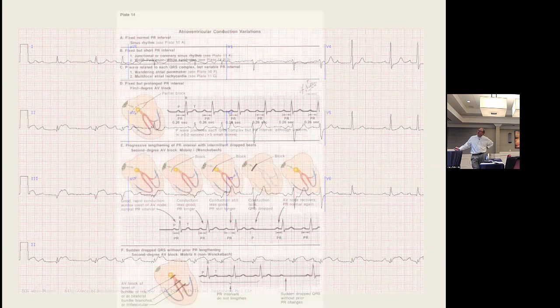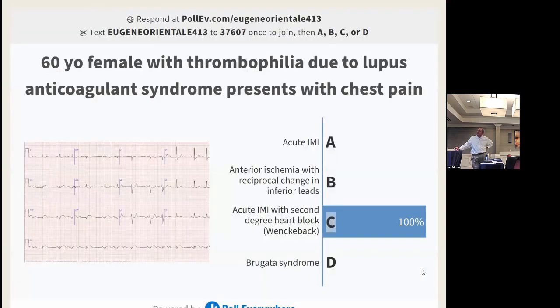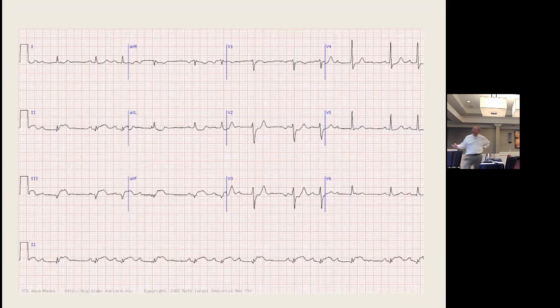Okay, let's see how you guys weighed in. Okay. And that is the correct answer. Acute inferior MI with second-degree heart block. Let's look at why.